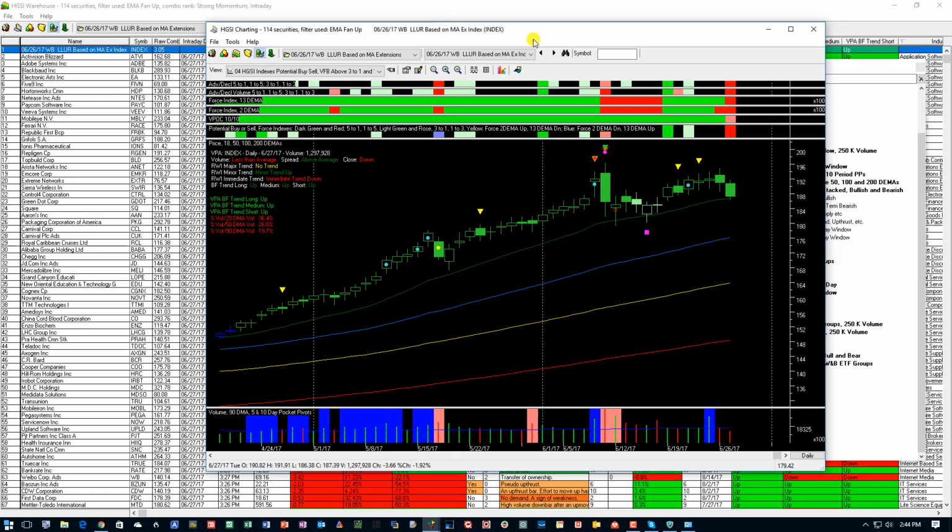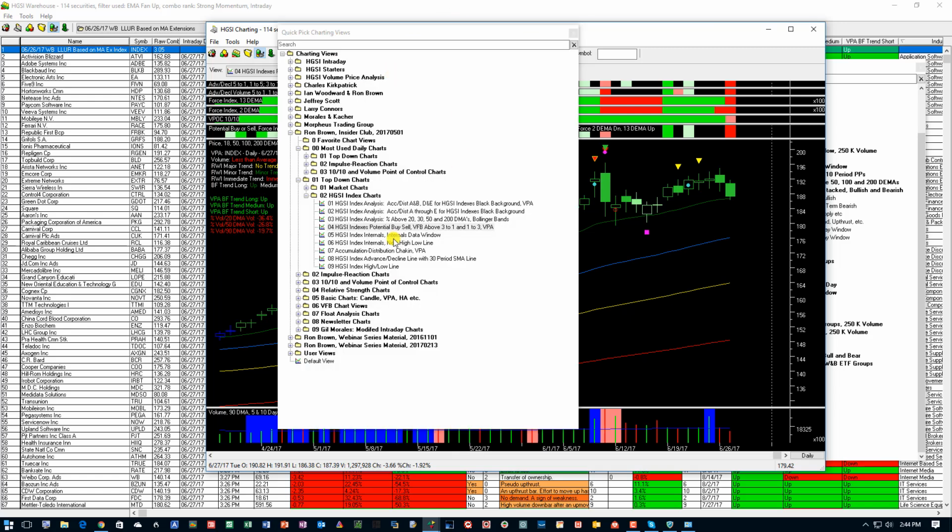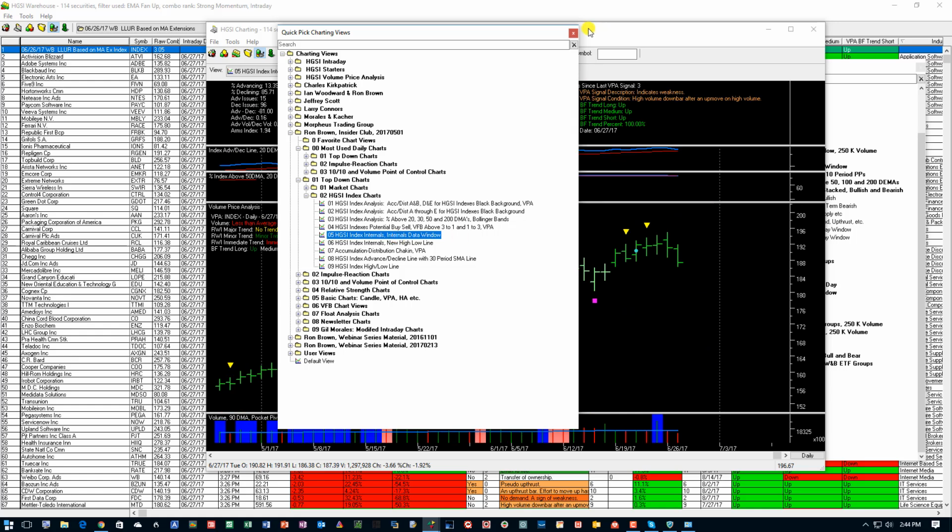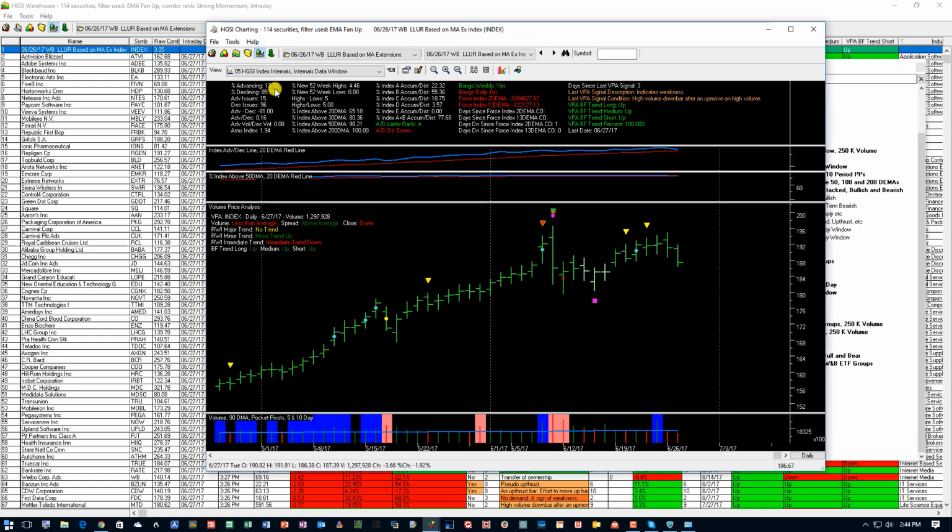I'm going to go to a different view. This view has the internals data window, and I mentioned that the decliners were more than 5 to 1. They're actually closer to 10 to 1. Advancers are only coming in at 1.6. The ARMS index is now 1.94. That's based upon decliners and advancers and the volume. So it has weakened since I did this an hour ago.